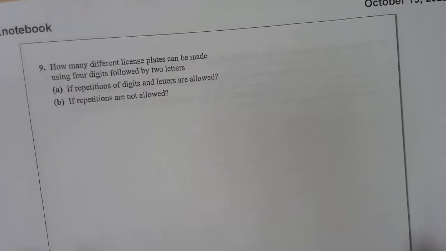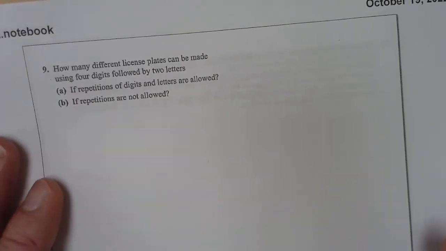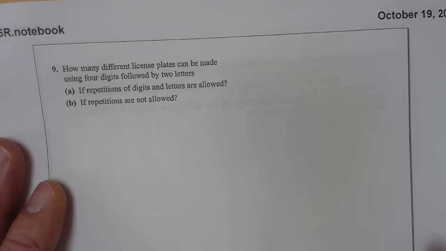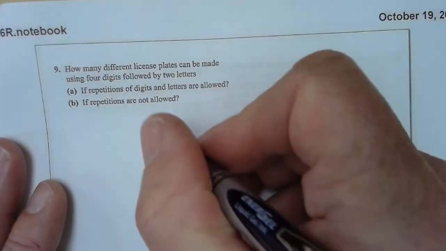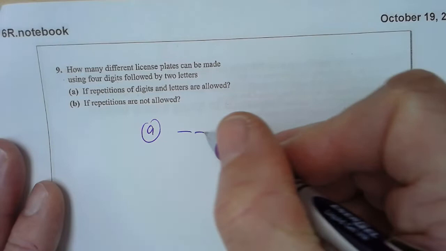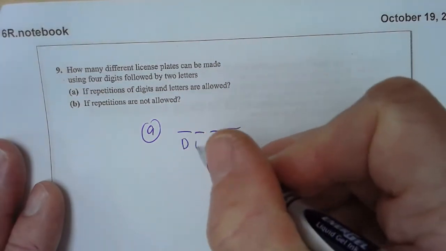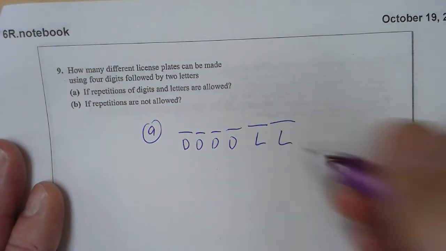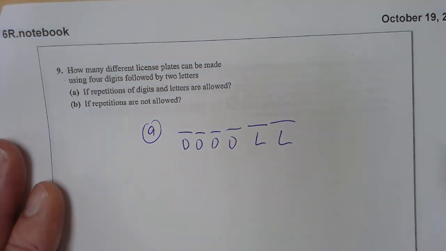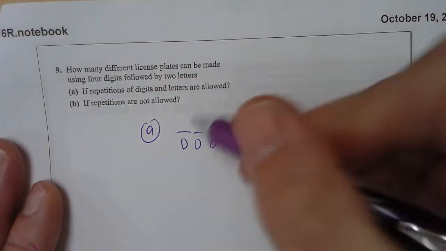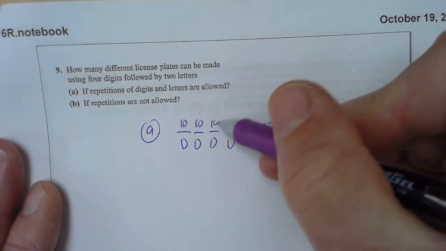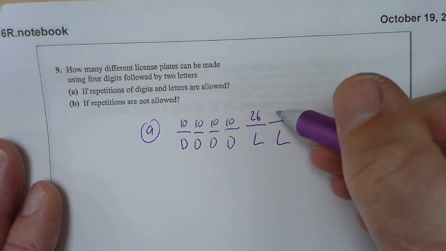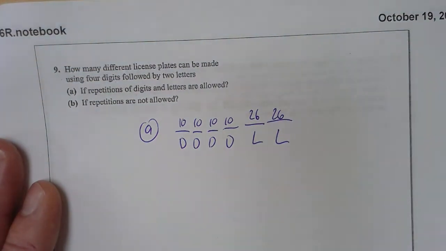Okay, number 9. It says we're doing driver's license plates. So for part A, it's 1, 2, 3, 4. You're putting a digit, a digit, a digit, a digit, and then you're doing 2 letters, letter, letter. So it's 4 digits followed by 2 letters. So repeating is allowed: 10, 10, 10, 10. There's 10 digits, 0 through 9, then 26, 26. So you multiply all those together.